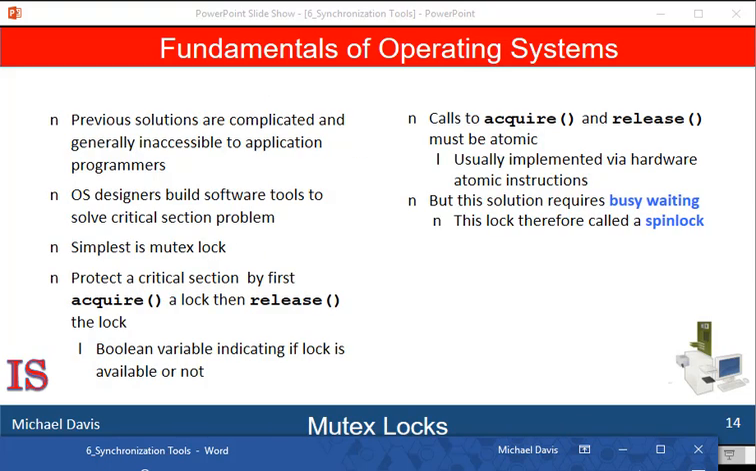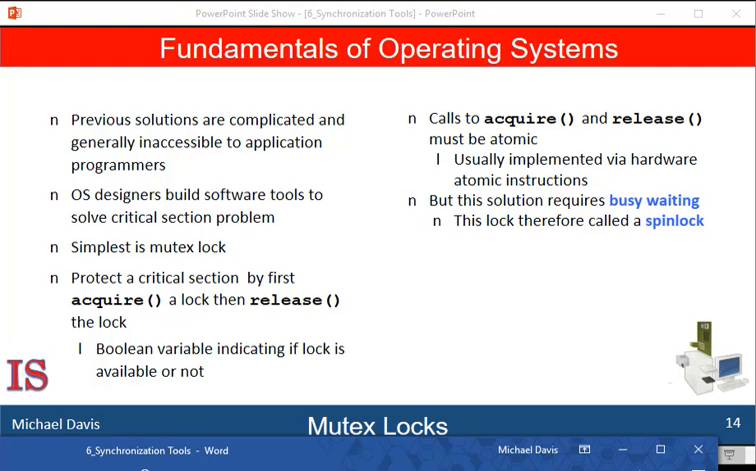The main disadvantage of the implementation given here is that it requires busy waiting. While a process is in its critical section, any other process that tries to enter its critical section must loop continuously in the call to acquire. This continual looping is clearly a problem in a multi-programming system where a single CPU core is shared by many processes. Busy waiting also wastes CPU cycles that some other process might be able to use productively. In other words, the continuous looping is wasting cycles.